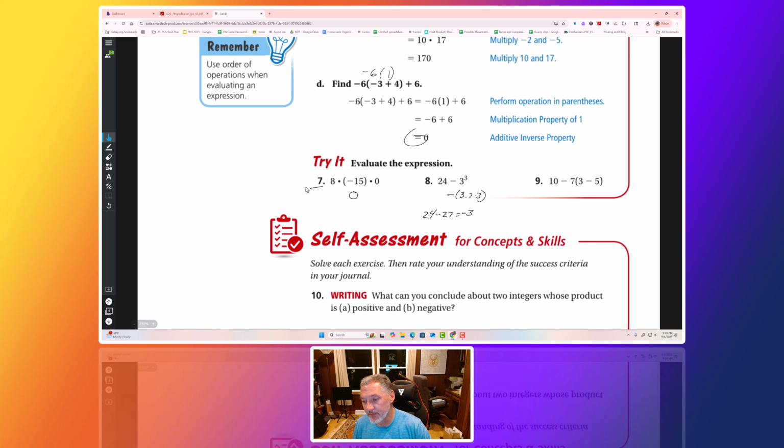For this last one, I have 3 minus 5, which is -2, and then times -7. So a negative times a negative is a positive, right? So I have 14, and I have 10 positive 14, so that equals 24. So that's how you do that.